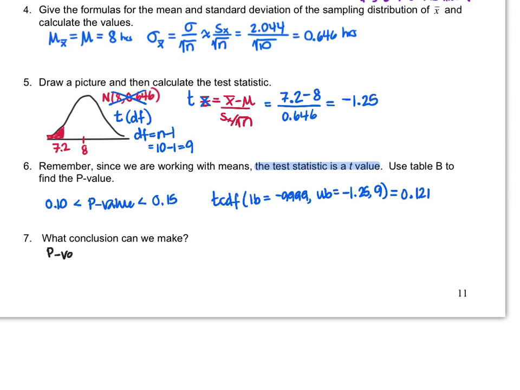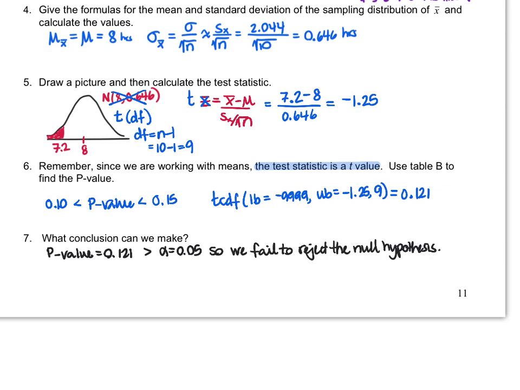We're going to recognize that the p-value, which is equal to 0.121, is greater than our alpha of 0.05. So because it's a greater than, we're going to fail to reject the null hypothesis. And as it turns out, we do not have convincing evidence that the AP Statistics students sleep less than 8 hours.